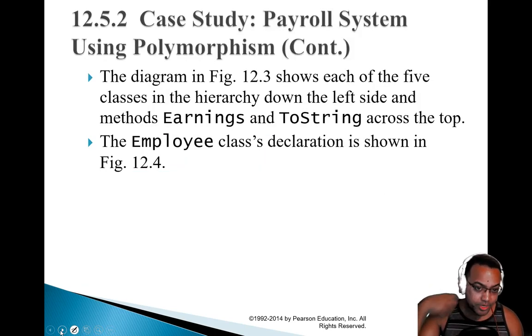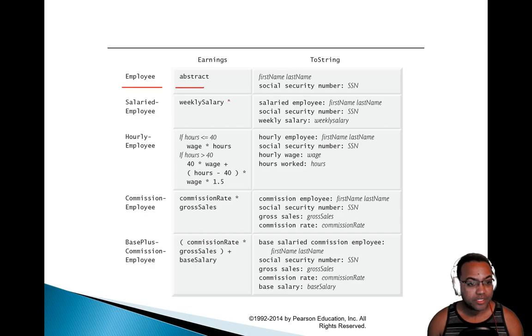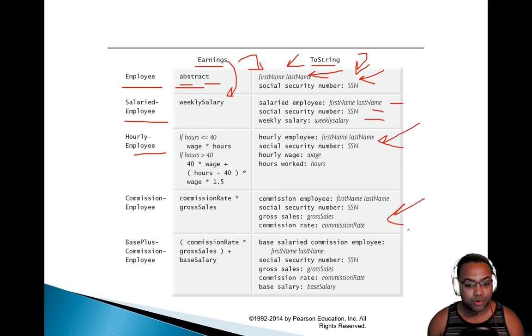The diagram shows each of the 5 classes in the hierarchy down the left side and the methods Earnings and ToString across the top. And here we go. Employee is an abstract class that has abstract Earnings, and the ToString. Earnings is abstract, and then ToString is not. ToString actually contains some properties. It contains first name, last name, and social security number. SalariedEmployee then overrides this Earnings abstraction into weekly salary, and so on and so forth. And you can see how Earnings is changing as it goes down, but all we're doing in the ToString is adding more and more things.